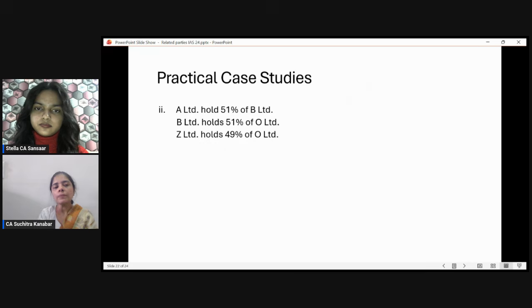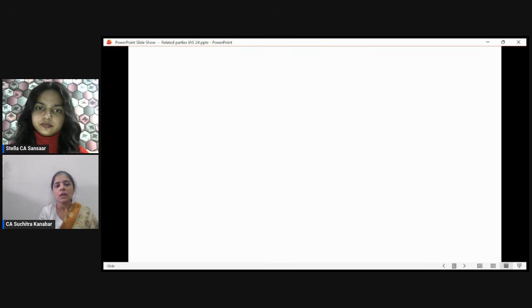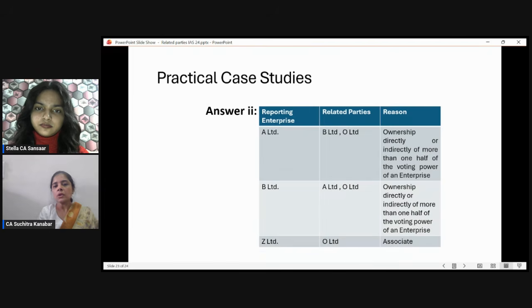Practical case study 2. A holds 51% of B Limited, B Limited holds 51% of O Limited, and Z Limited holds 49% of O Limited. Now, looking at this chart, if the reporting enterprise is A Limited, B Limited and O Limited will be the related parties because of ownership, directly or indirectly, of more than half the voting power of an enterprise. Reporting enterprise B Limited: related parties are A Limited and O Limited, for the same reason, ownership directly or indirectly of more than half of the voting power of an enterprise. And Z Limited and O Limited, because they are associates.